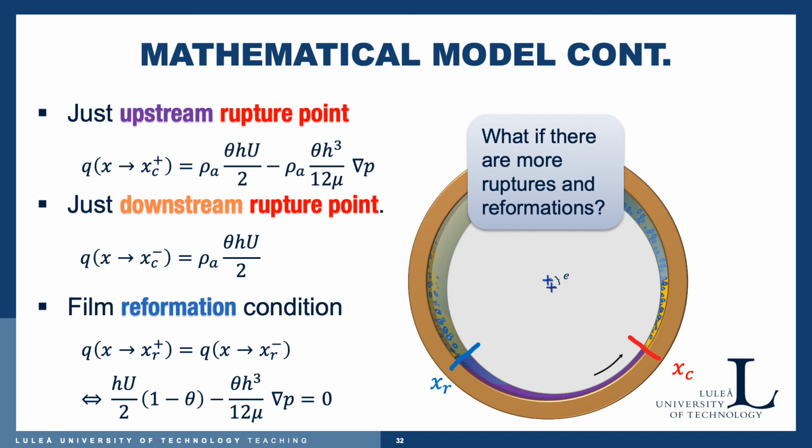But what if there were more ruptures and reformations? Like if we had rough surfaces that we were lubricating. This could happen many times, that we had divergent and convergent gaps in the lubricated conjunction. How do we find XC and XR in those cases?